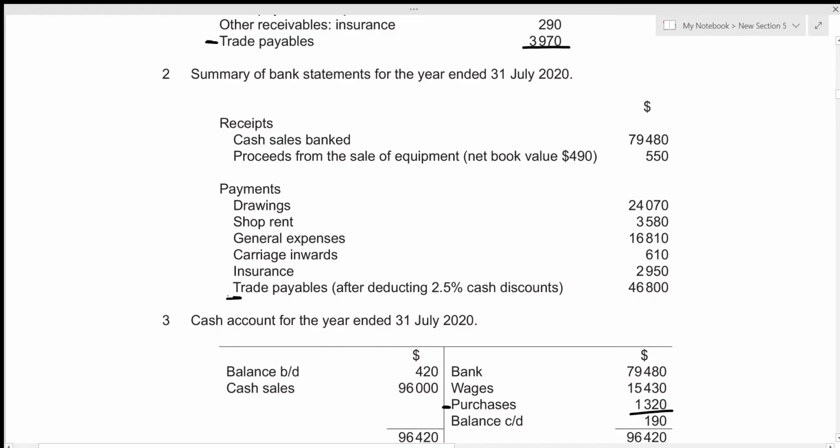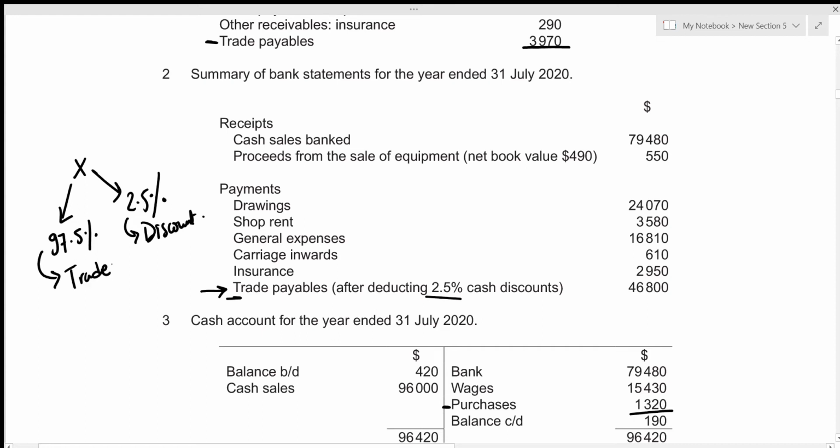We're given trade payables after deducting 2.5% cash discounts. Trade payables means that these are payments made after credit purchase, right? But this amount correlates to the amount after deducting 2.5% cash discount. So if the total purchase was X, then 2.5% of this amount is the cash discount, right? Which means that the remaining percentage is 97.5%. So 97.5% of X is the trade payables amount, which is given right here.